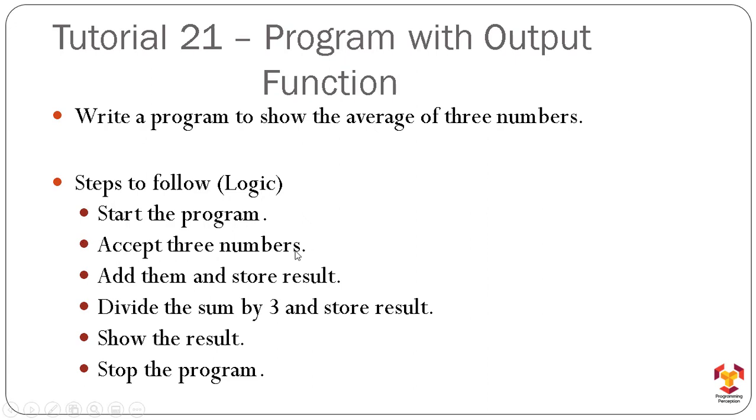So we will declare three variables, and definitely we will assign values to them. We will add them and we will store the sum of these three numbers in a variable, and then we will divide that variable by 3 and store the result, which is nothing but the average, and that average will be shown finally. So let's create this program as well.